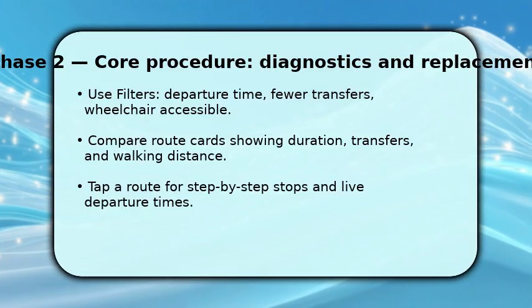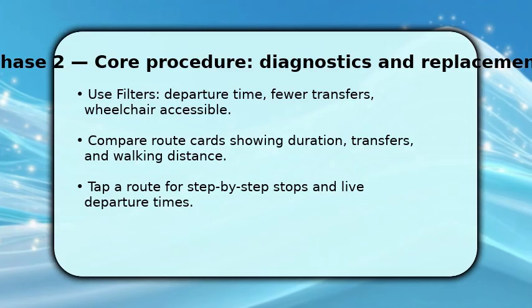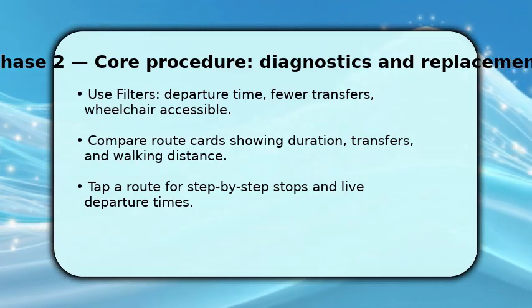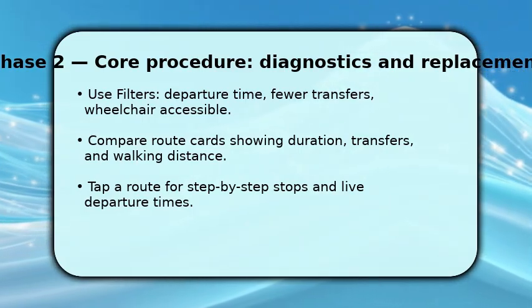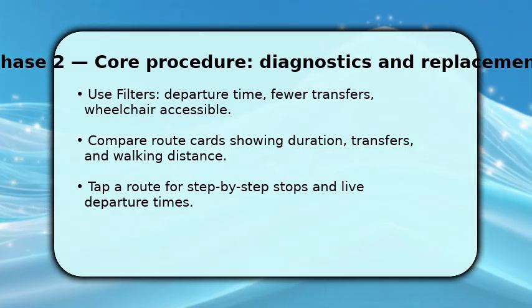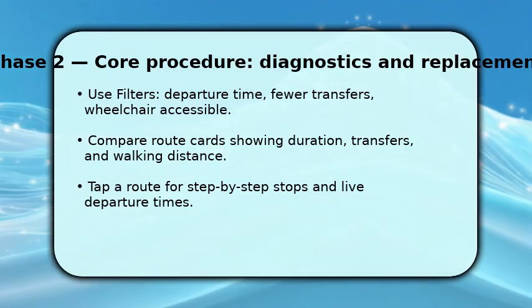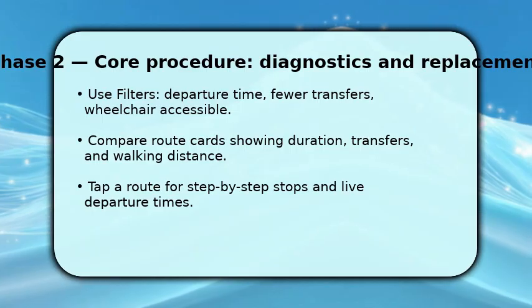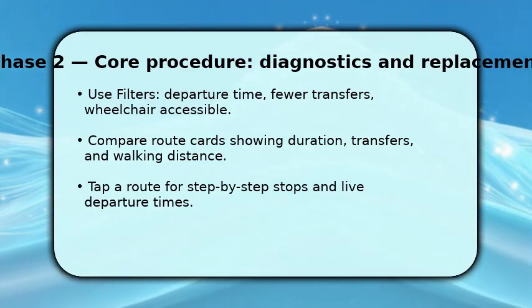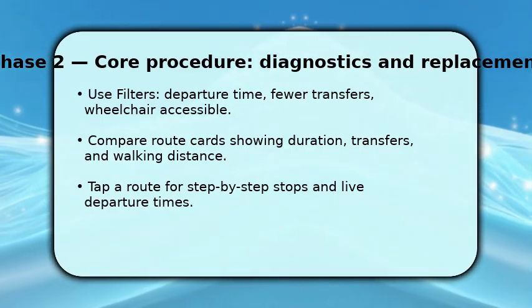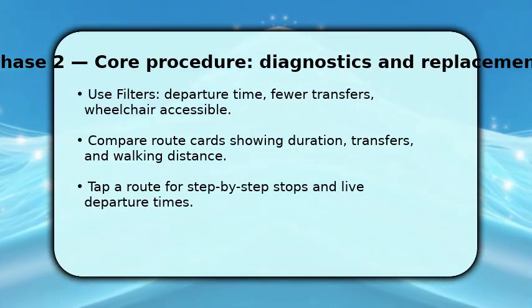Look at each route card to compare total duration, number of transfers, and walking distance. These details help you choose faster versus simpler trips. Tap the preferred option to expand step-by-step directions, see stop names, platform details, and live departure times, so you know exactly when to arrive at your boarding stop.